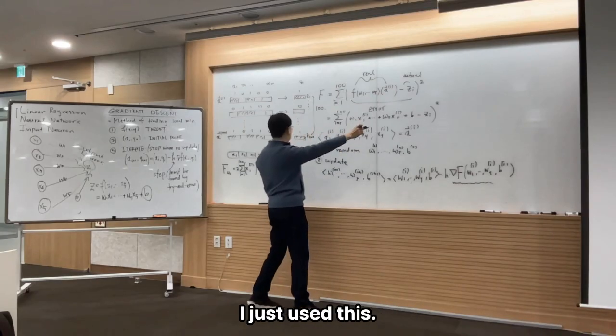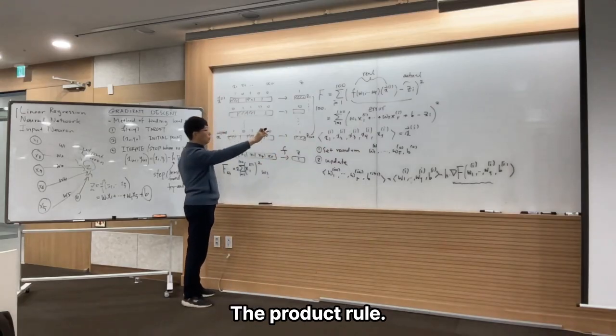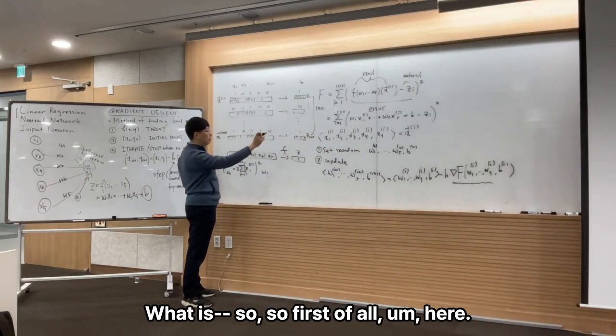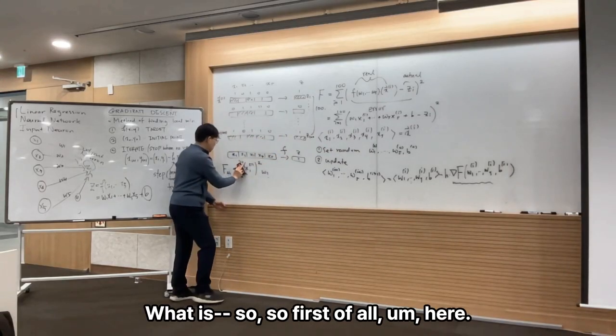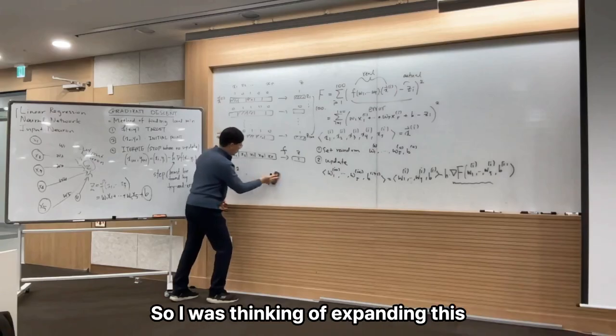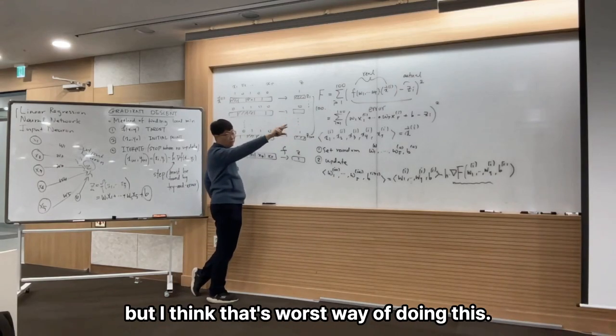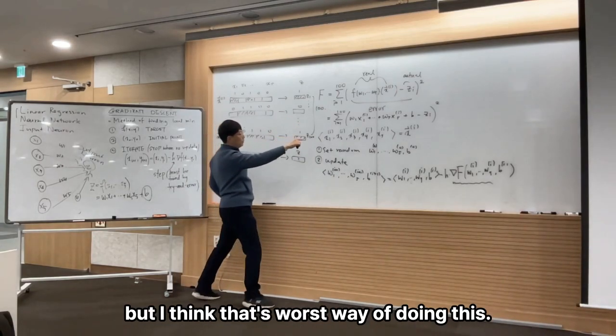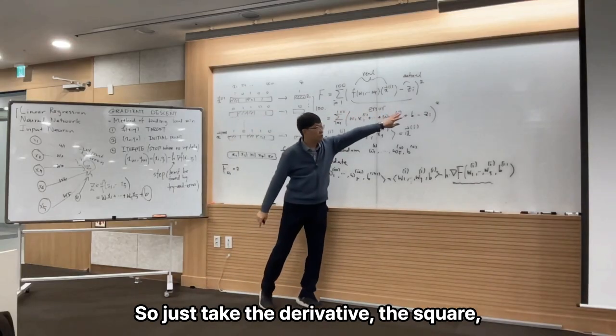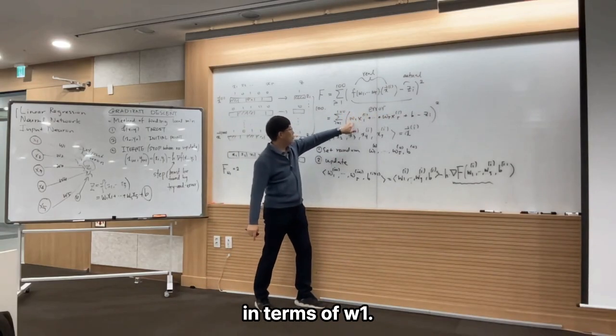I think I just used this chain. What is it? The product rule. So first of all, let me do it this way. I was thinking of expanding this in terms of w1 and then taking the derivative, but I think that's the worst way of doing this. So just take the derivative of this square in terms of w1.